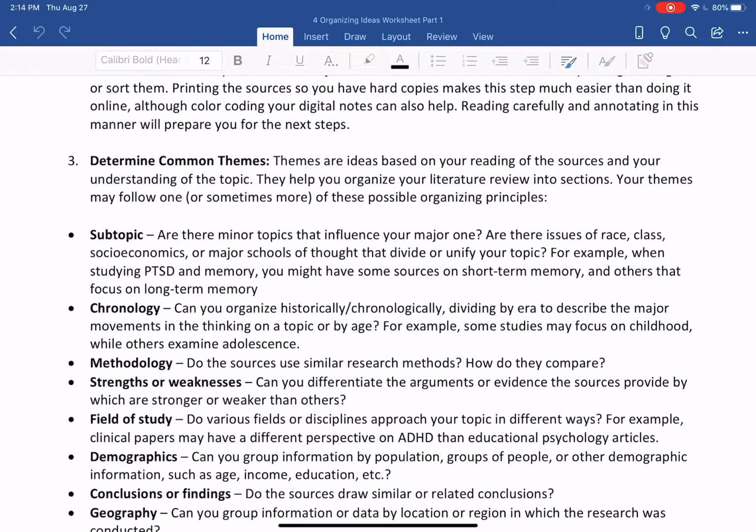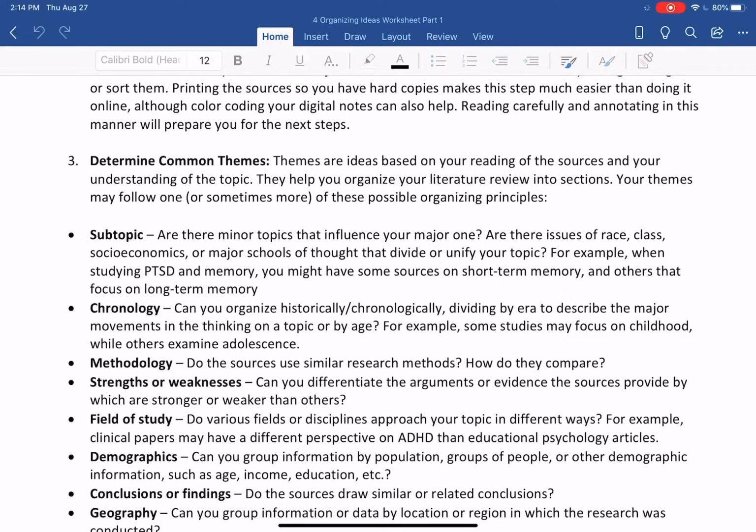Next is to determine common themes. This is often where students struggle, but this is really important because this will help you organize your literature review into sections. With a 15 to 20 page paper, you're going to need multiple sections. So you need to figure out, you've read 10, 15 articles, how can you organize them in a way that makes sense? And it's important to know, and we'll come back to this in the next part, that you might use a paper in more than one spot. So I say organize articles, but really I mean organize the information within articles.